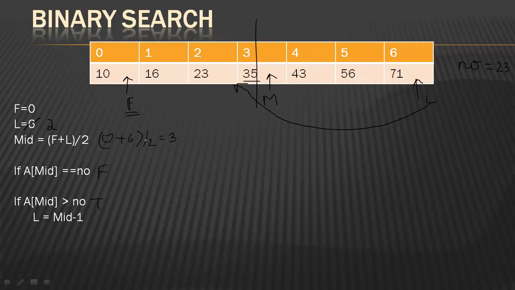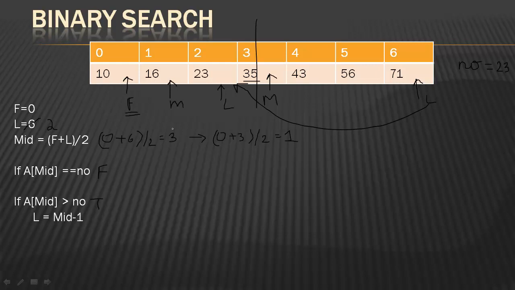Now whenever you update L, so this is my L, right? Obviously now the mid is going to change, because mid is always with respect to F and L. So I calculate mid again. It says 0 plus 2 divided by 2. Now you might tell me it's 1.5, but I told you we're talking about integer division because index numbers are always integers. So I get 1. Okay, so mid is here now.